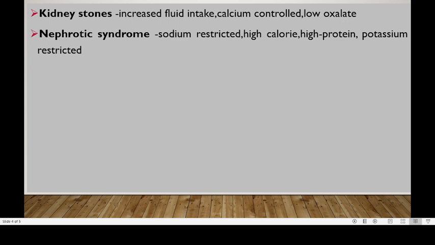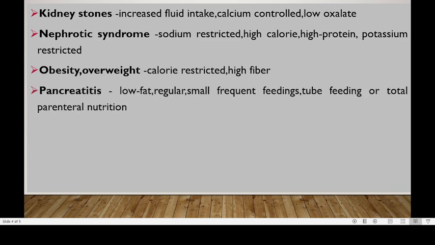Nephrotic syndrome: these patients you need to give a sodium restricted diet, high calorie, high protein, and potassium restricted diet. Obesity and overweight patients: you need to do calorie restricted and give them a high fiber diet. Pancreatitis: give them a low fat diet. You need to give them regular diet, small frequent feedings, tube feeding, or sometimes total parenteral nutrition.